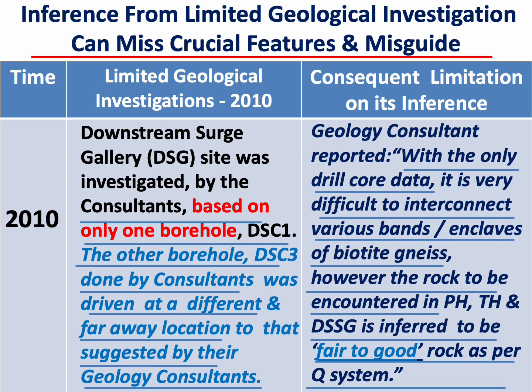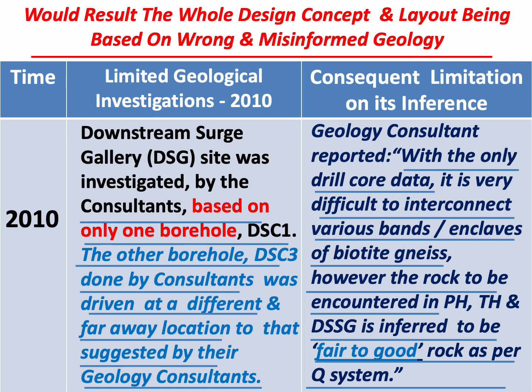So this was the observation that geology consultant could make on the only borehole information, DSC-1, that in all three caverns of powerhouse, transformer hall, and downstream surge gallery, fair to good rock would be encountered. That means that this would result in the whole design concept and layout being based on wrong and misinformed geology. Let us see.